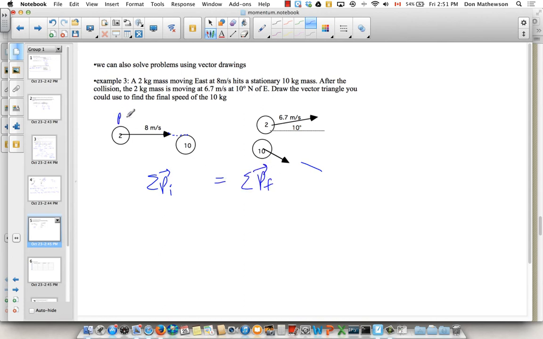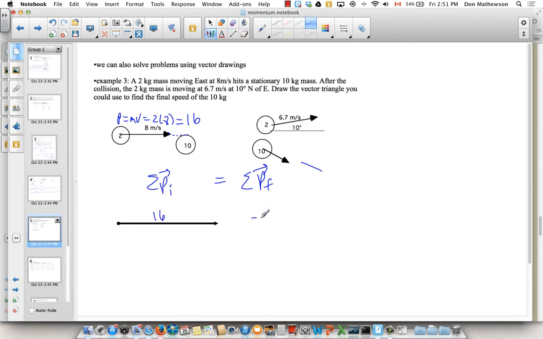Now initially, momentum is mv. You have 2 kilograms going at 8 meters per second. That's 16 kilogram meters per second just to the right. So our initial momentum vector is just 16 this way. So that's the initial momentum.